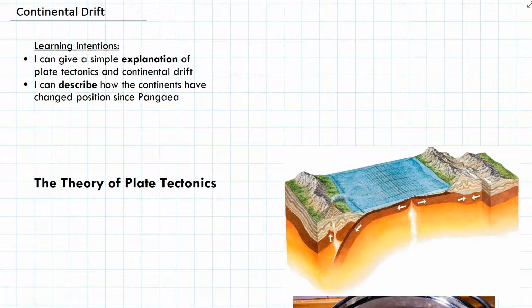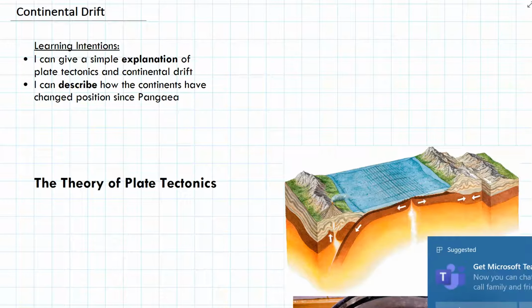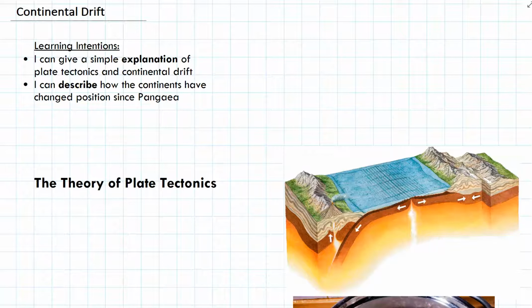Hey everybody. So in this video we're going to talk about continental drift, which is all to do with how the continents have moved over time on Earth. Because we know that the continents aren't just staying still, we know that they've moved in the past and they're still moving right now, and they'll be moving in the future as well.